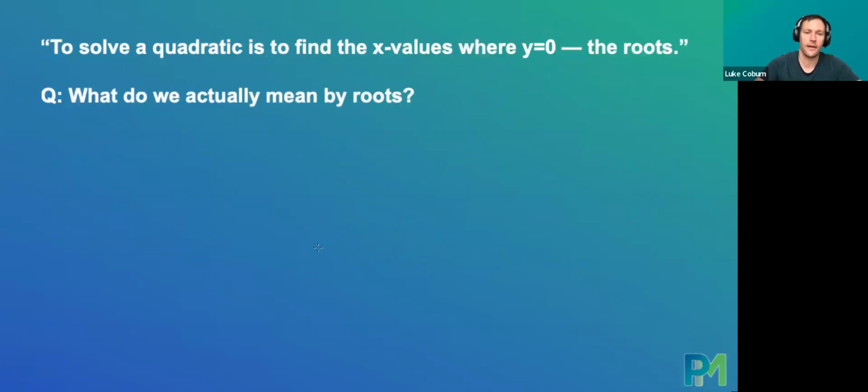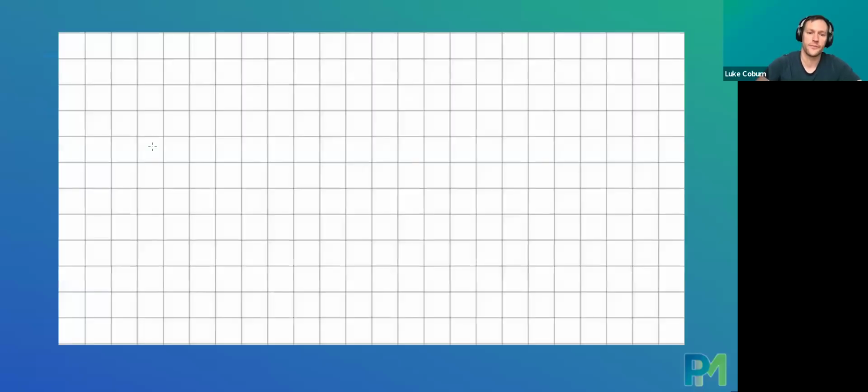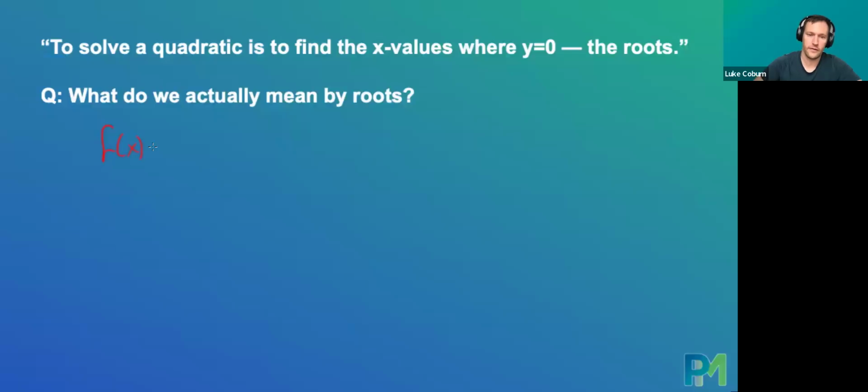Now, let's quickly think about what we actually mean by this. So what do we actually mean by finding the roots? So we're going to take that example that we had from the previous page. Let's just use this terminology here now. f of x is equal to x squared minus 5x plus 6, okay? And so we've written this as a function, which is our number machine.